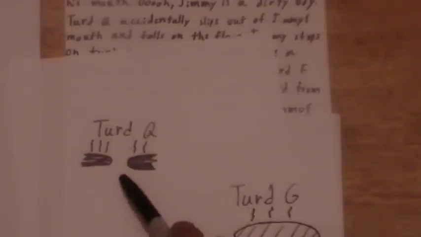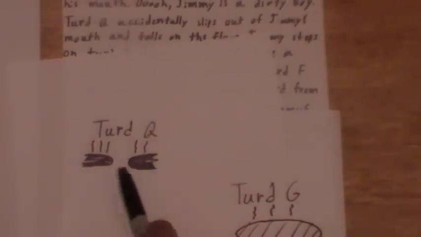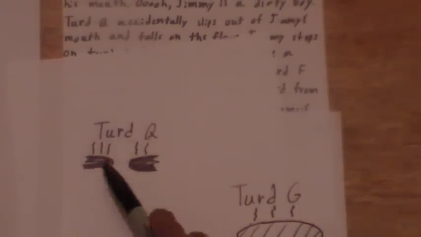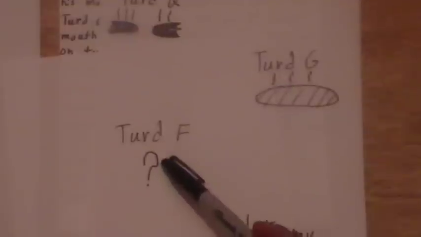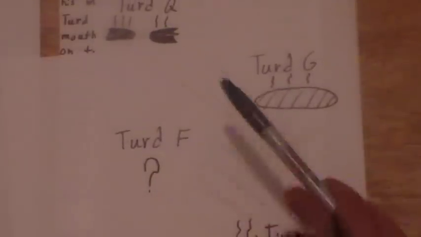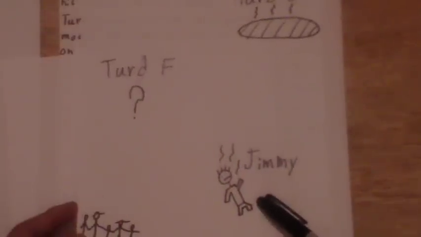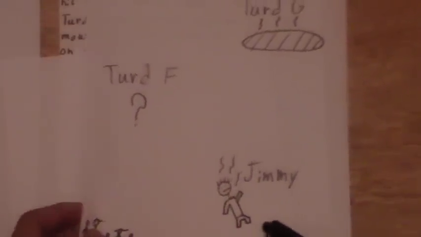Now, there is a visual to help us see what's happening here. So, here's turd Q, and you can see how he stepped in between it, and there is a bit of a hyperbola shape in between them. Turd G over here has that smooth elliptical shape. And turd F, well, we really don't know what turd F looks like because Jimmy swallowed it. And here's Jimmy right here. Yeah, he's a smelly little dirty boy.